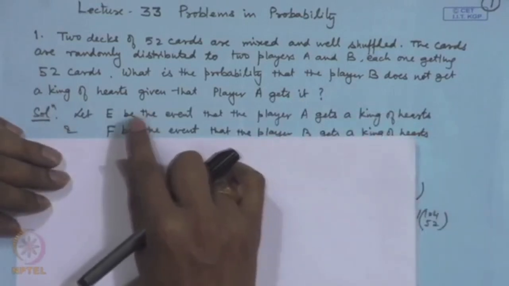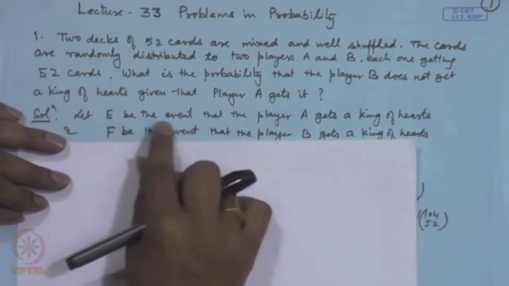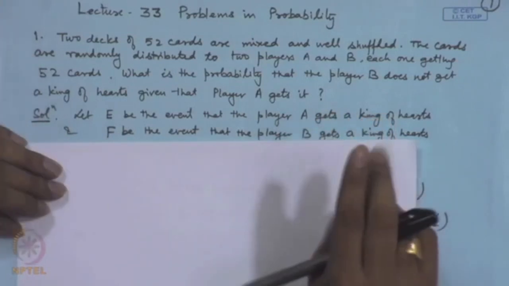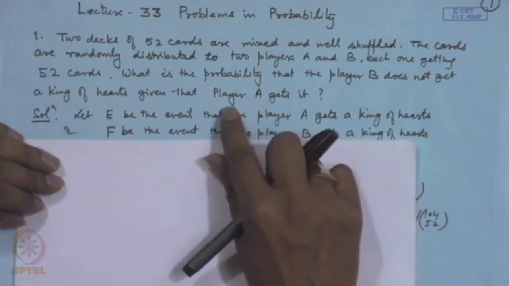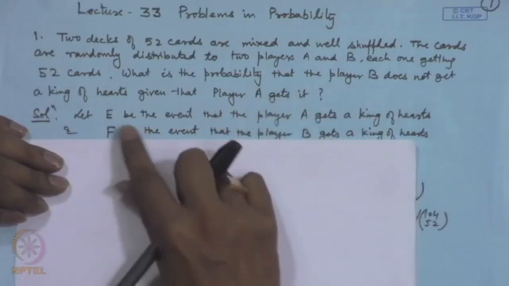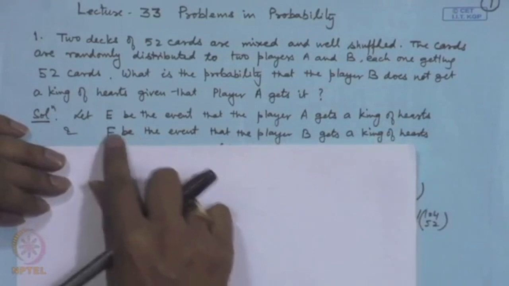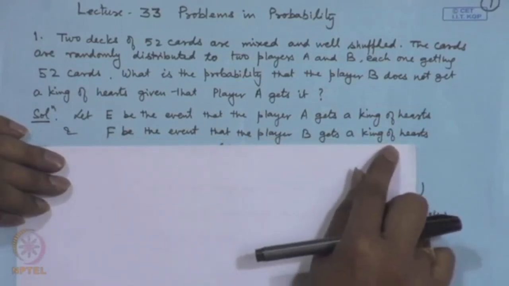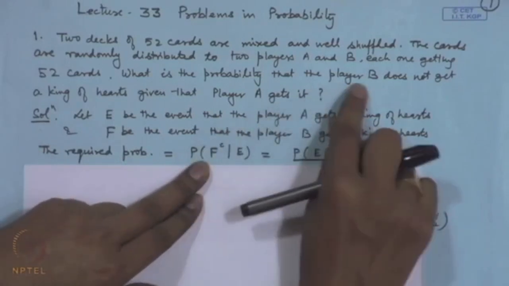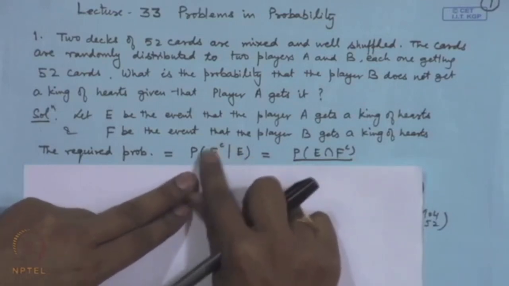In order to apply the theoretical framework of our axiomatic definition, we define the events in terms of sets. Let E be the event that player A gets a king of hearts. Now, when two decks of cards are mixed up, there will be two kings of hearts. We have to find the conditional probability that B does not get it, given that A gets it. So, we define these events. The event E is that player A gets a king of hearts, and similarly, we define the event F that player B gets a king of hearts. What is the required probability? We want that player B does not get it. That means F complement given E. This is the conditional probability that is required.